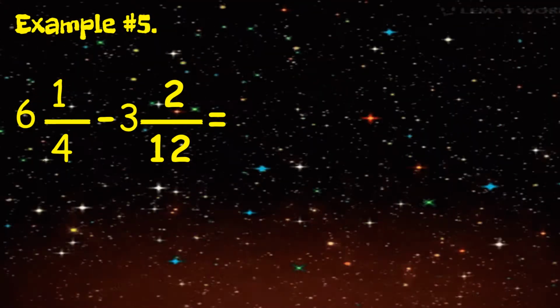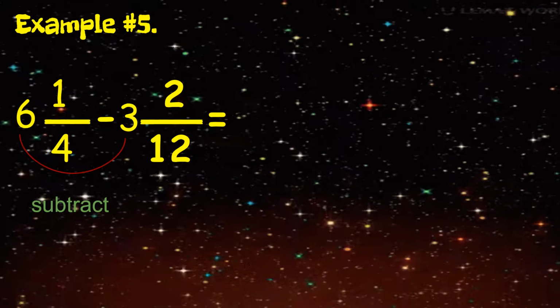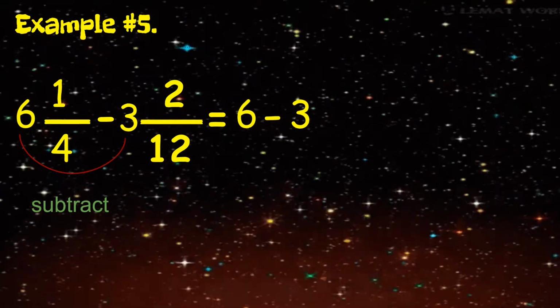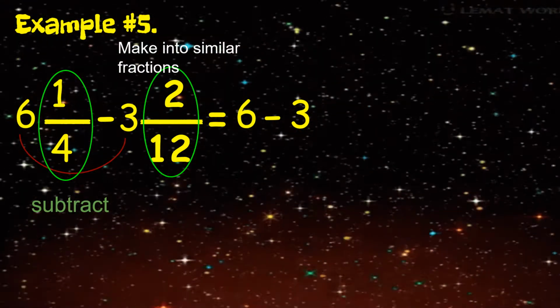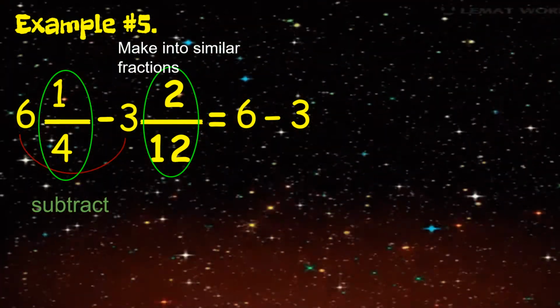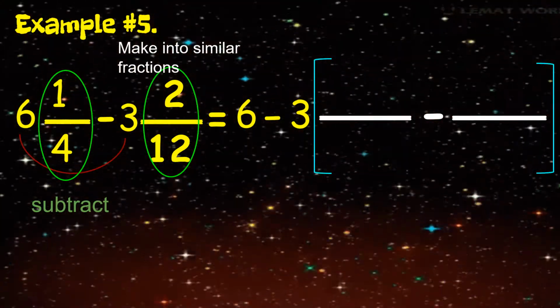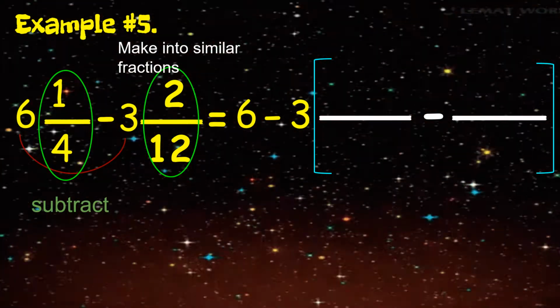Example number 5. We have 6 and 1/4 minus 3 and 2 over 12. First is subtract the whole numbers. Then the fractions. 1/4 and 2 over 12 are dissimilar fractions. Make them similar. Get the LCD of 4 and 12 or the LCM, least common multiple.